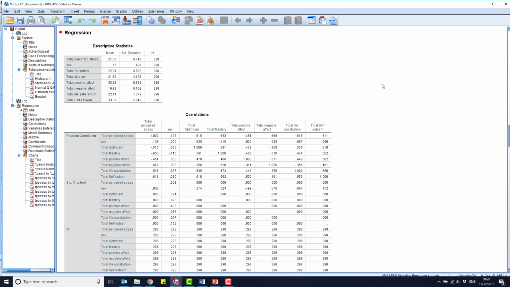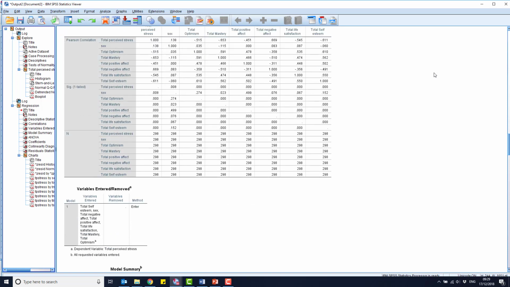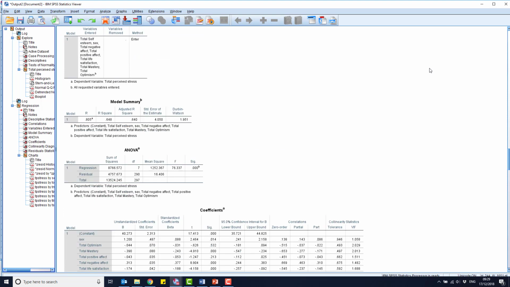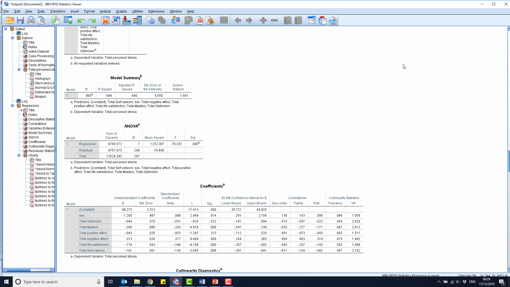good signs. We know that our predictors are either scale level or dichotomous, which is required by multiple linear regression, and our outcome is scale level, again, which is required. So actually, from all of that, I would say that it is appropriate to perform this type of analysis, and that we can now interpret the model.